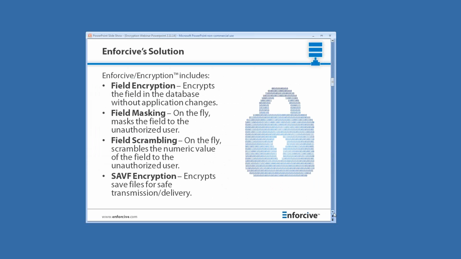It's for save file encryption. So if you do have save files that you're sending across lines, transmitting them from site to site, we can encrypt that data so that if it is intercepted, they would not be able to see it. And then also with save file encryption, even if you're putting it on tapes or a thumb drive and taking it to a different site, if it is lost, it would be unusable by anyone without the keys.